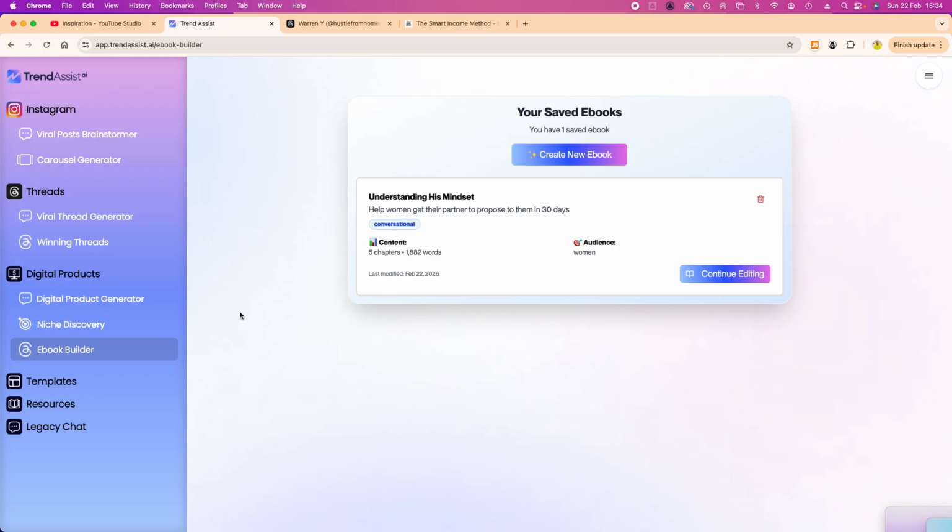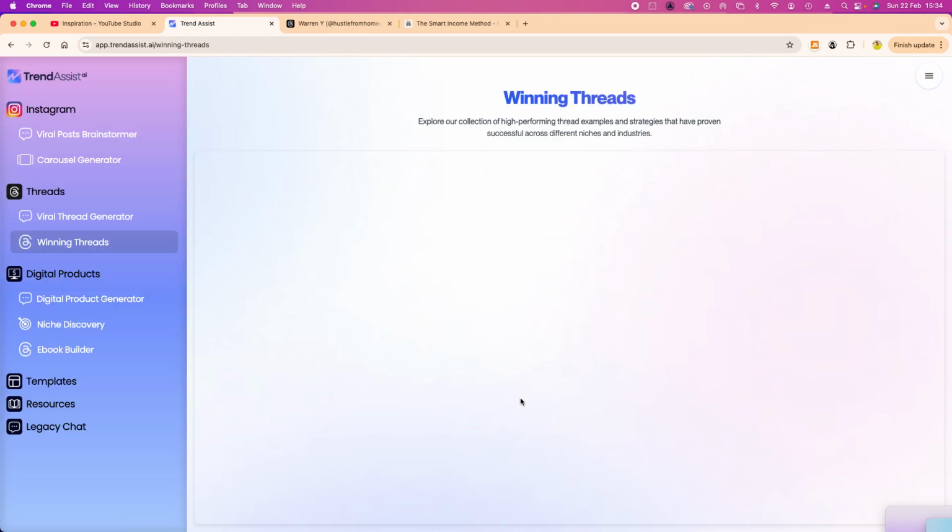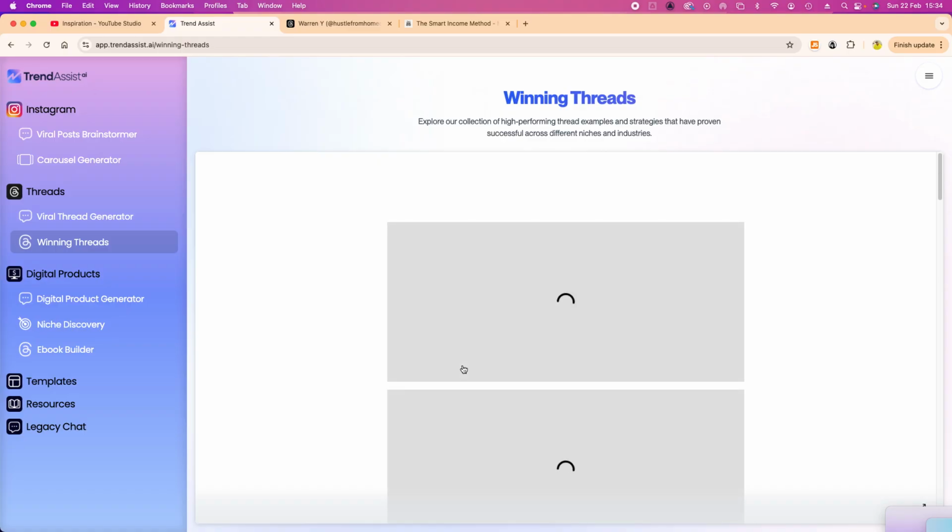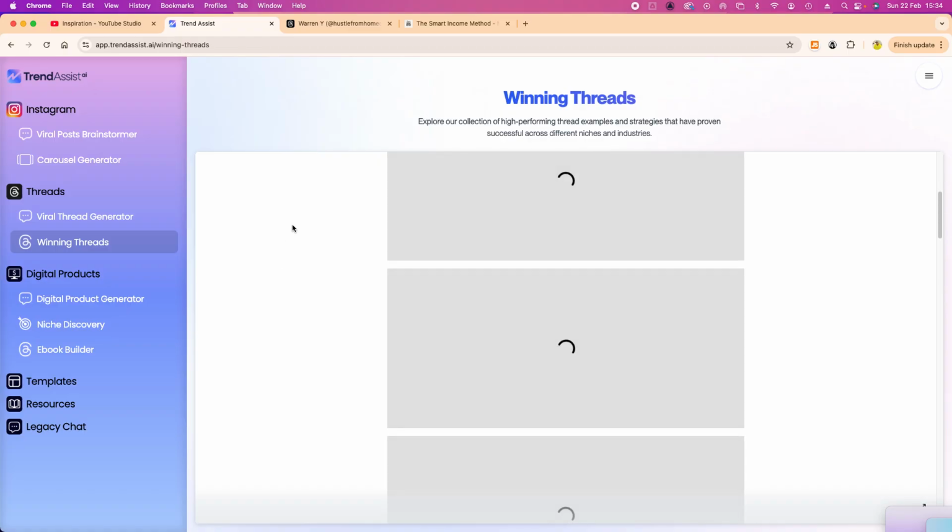Have you got your idea for your book? Are you going to use niche discovery to try and pick a niche for you? Are you going to use it for the viral thread generator? What do you think about the winning thread section? What's your favorite section? Like I said, my favorite section was this section here, where we can explore literally the highest performing thread examples and the strategies that they've used and reverse engineer it to work best for us.